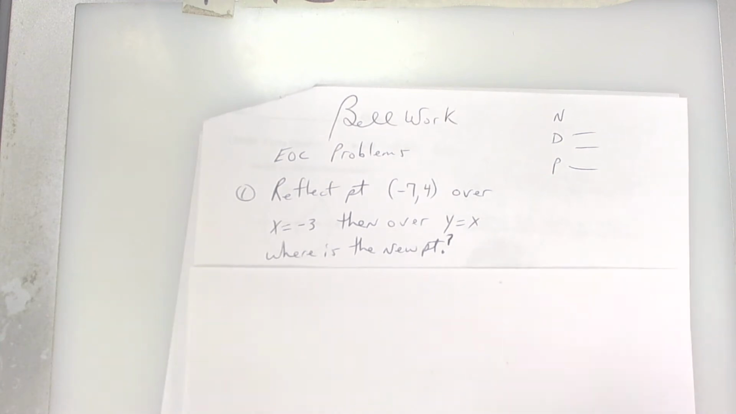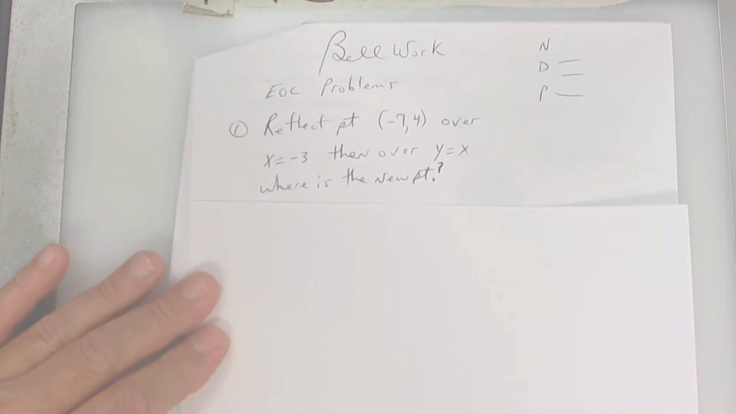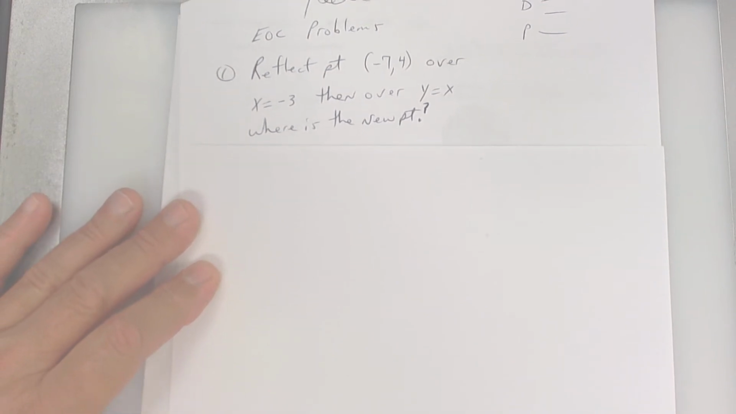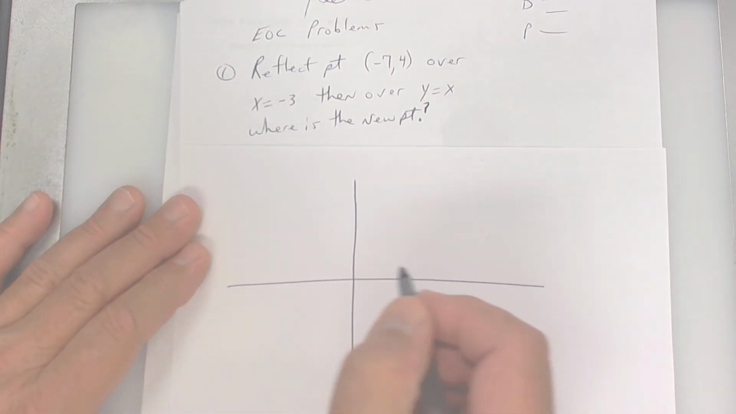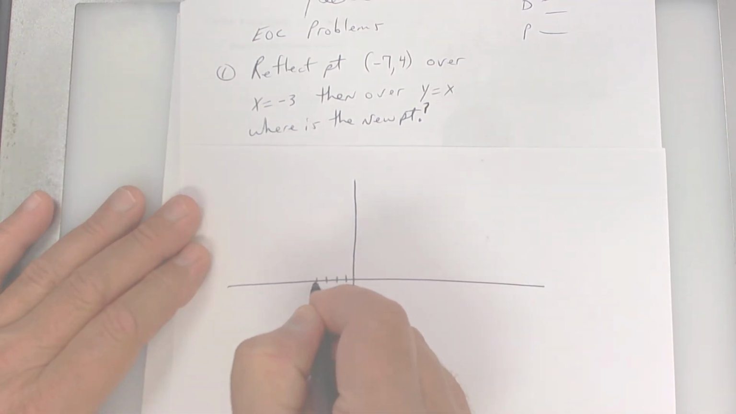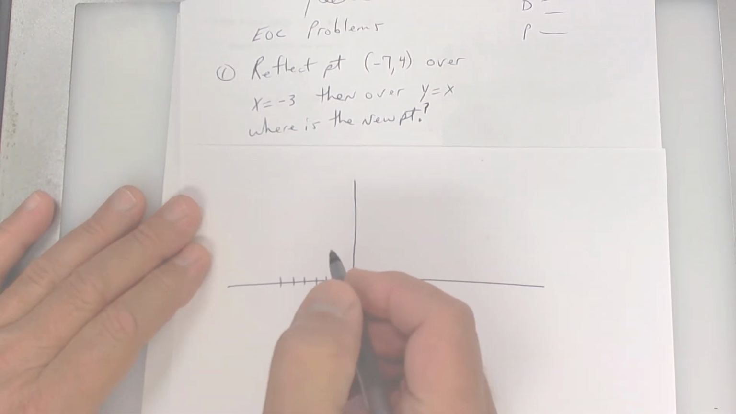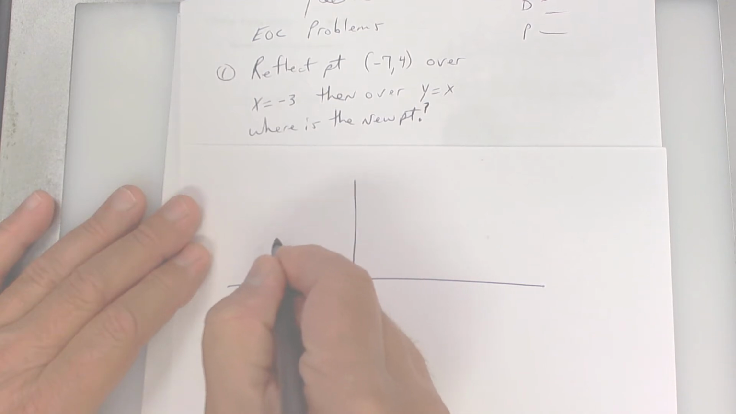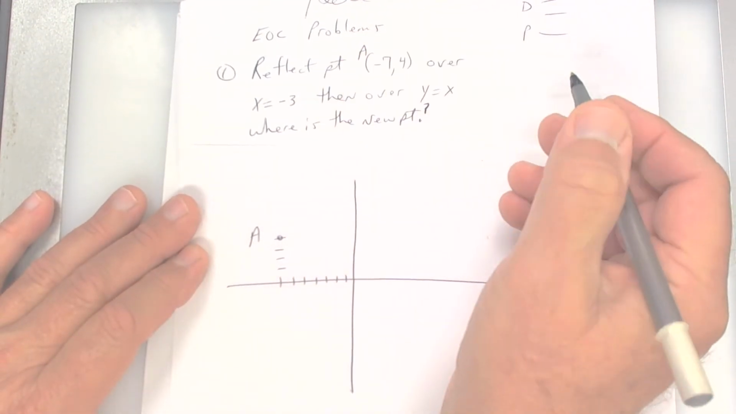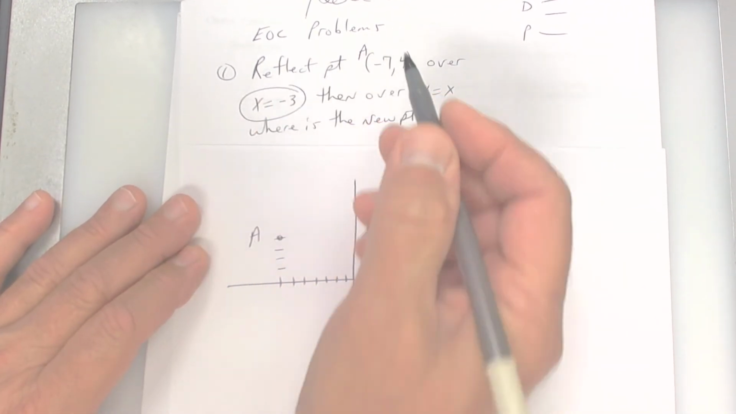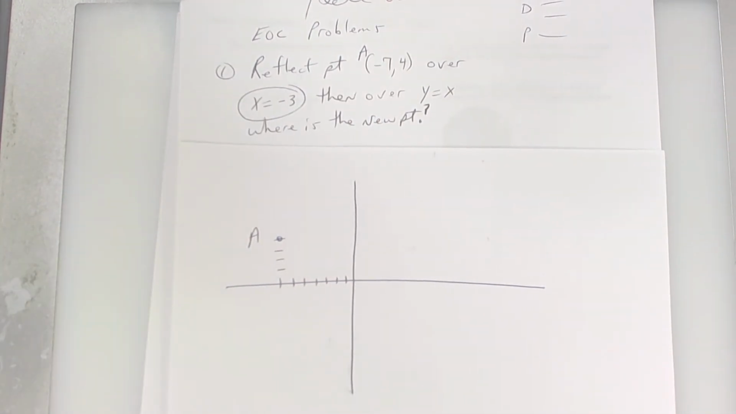All right, so here we're going to reflect that point over x equals -3. So let's graph this first. Let's see what this looks like. So -7 and then up 4 is right there. And we'll call this point A. Okay? So we want to reflect it over this line x equals -3. So you got to know where that line is.